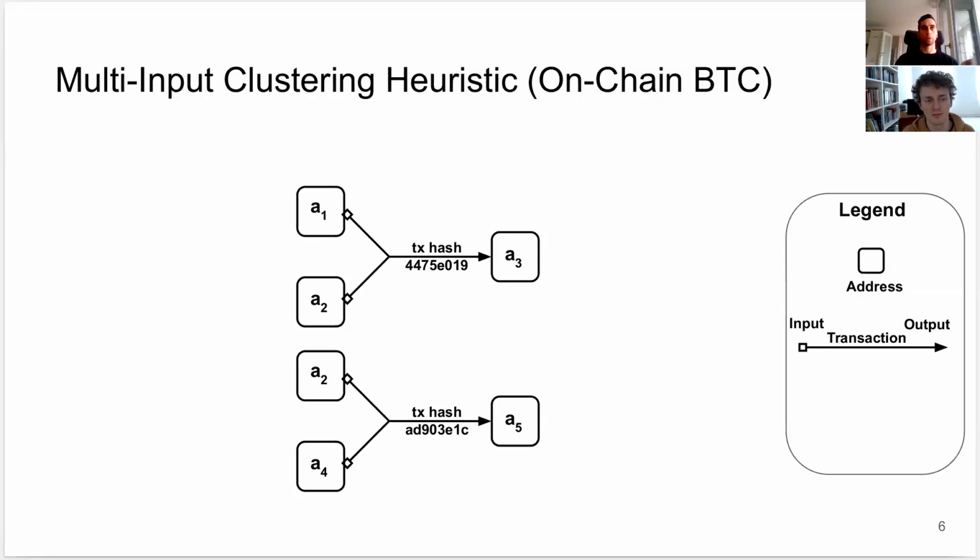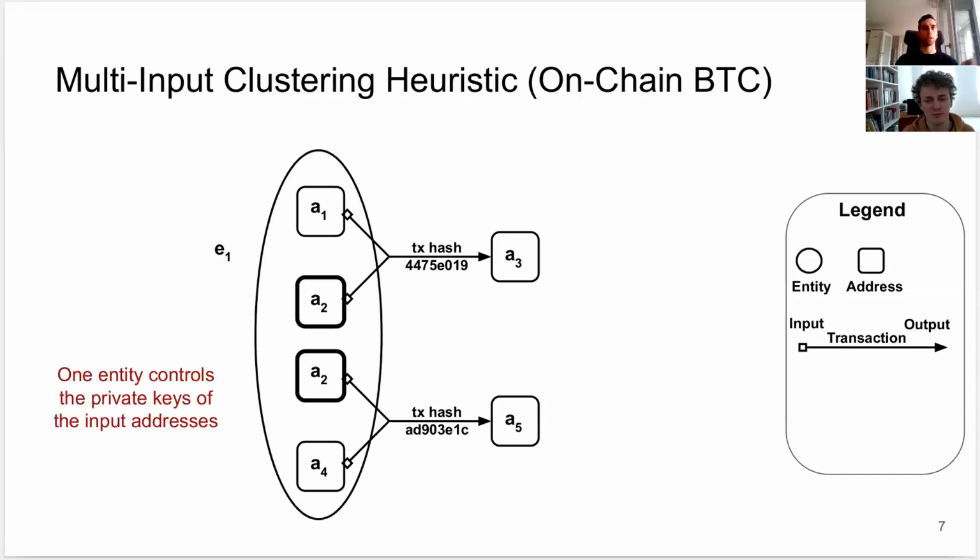So, short background. We start with the well-known multiple input clustering heuristic, where we use the fact that the user performing a transaction controls the private keys. So in this case, we know that A1 and A2 are two addresses controlled by one entity because the private keys are controlled by one user. But at the same time, we can link A1 and A2 also to A4, thanks to the fact that the private keys are shared among these three addresses and performed by the same user.